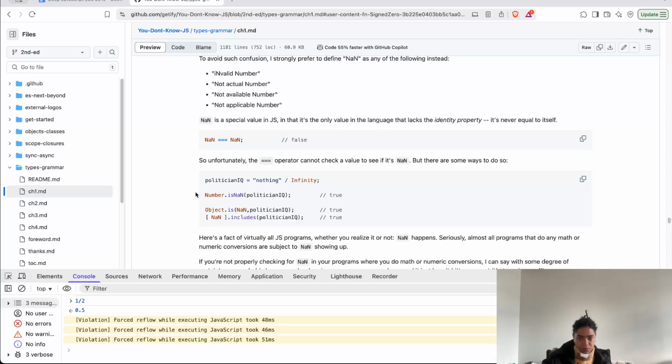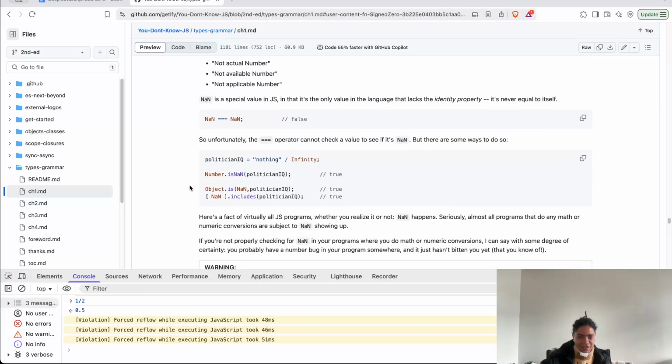Politician IQ is nothing, it's divided by infinity. You think you're funny, right? It's because you don't know how to deal with human nature, man.